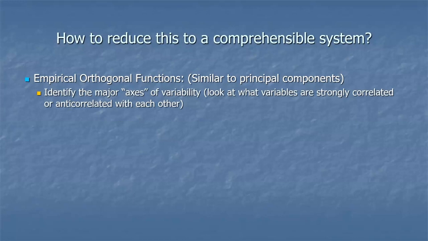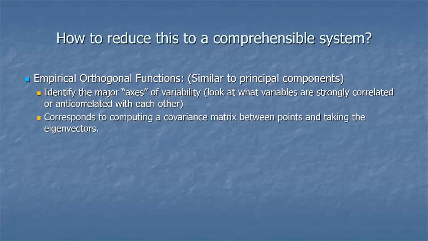So if you imagine plotting temperature from a bunch of different points against each other, and you get this massive point cloud in n-dimensional space, there's going to be some axis along which that point cloud is the most elongated, that captures the most variance of that point cloud. That axis, which can be mapped onto a pattern in space, is the first empirical orthogonal function. This corresponds basically to computing a covariance matrix, looking at the covariance in time between different points, and taking the eigenvectors of that matrix. So the first principal component, or EOF, captures the most variance. The second has the next most variance, et cetera.